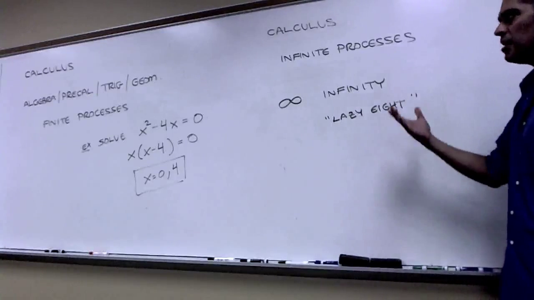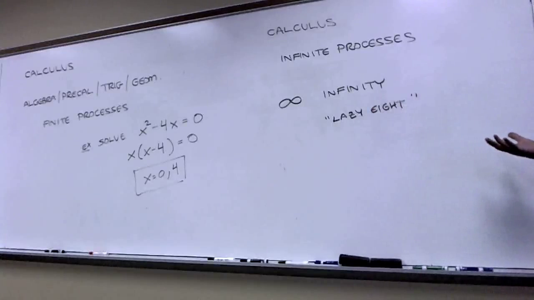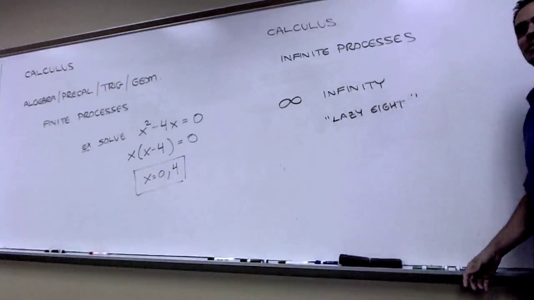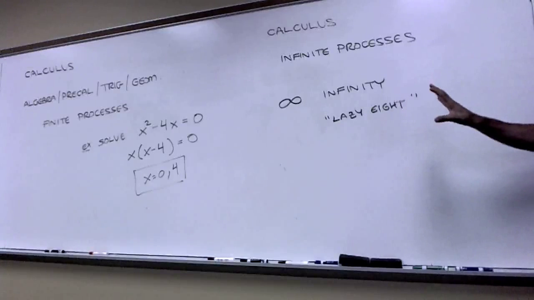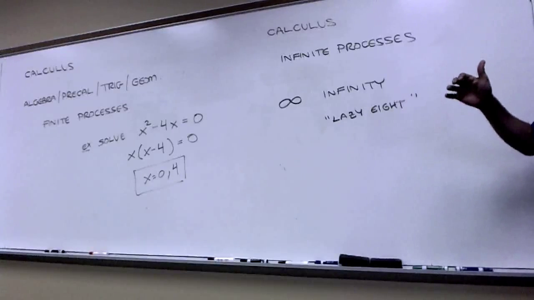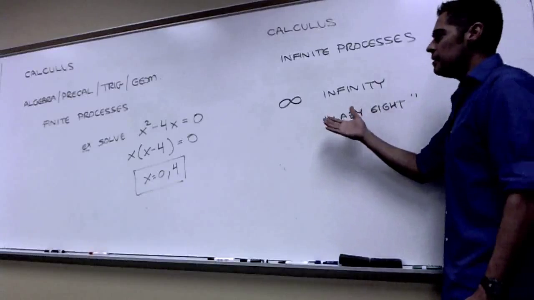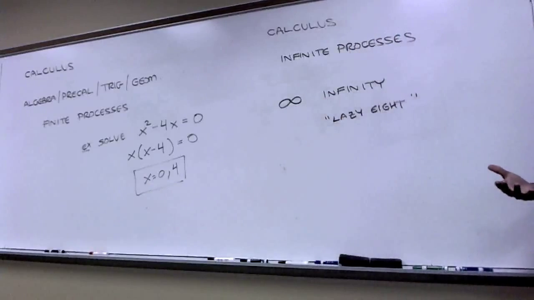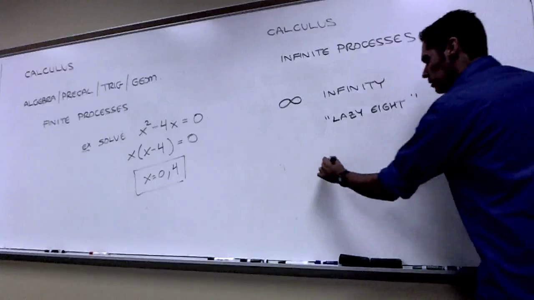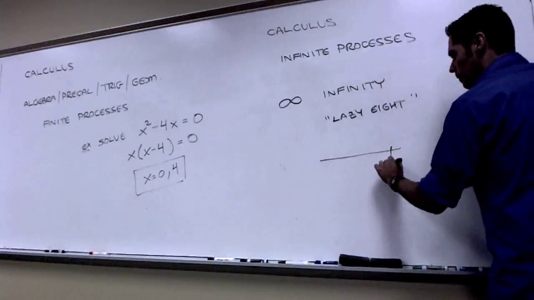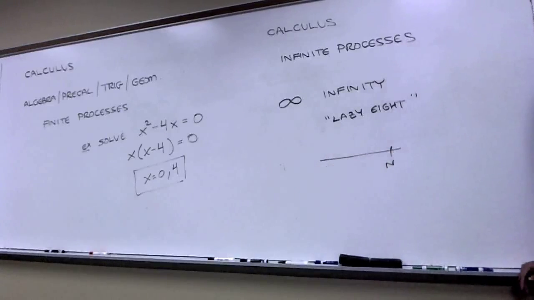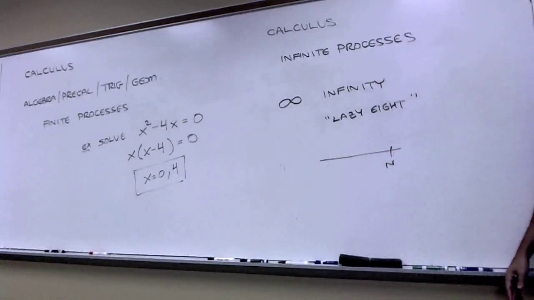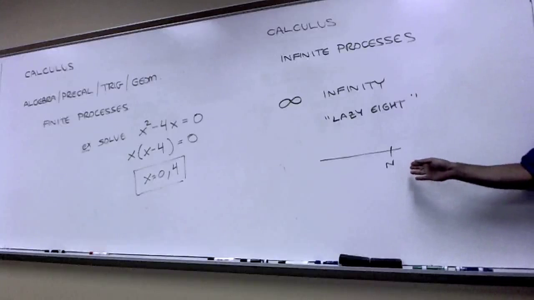Is it a number? No. It's not? It's not the biggest number? So it's not a number. Y'all agree with that? This infinity could not be the biggest number because there is no biggest number, right? Think about it. If you think there's a biggest number, then you're saying it stops, and I can always add one to that and it would be bigger, right? So there's no way you could ever come to a final number.